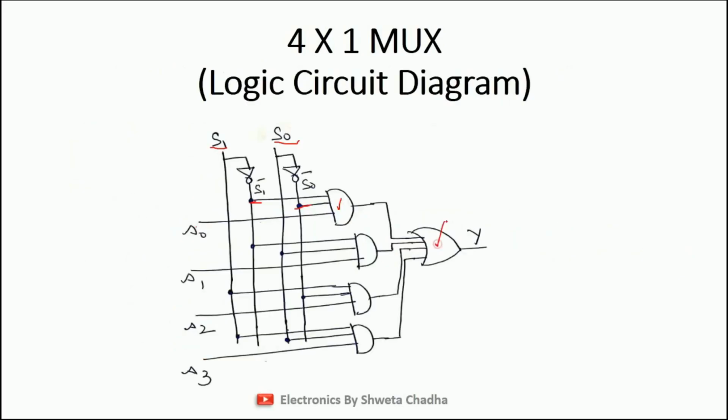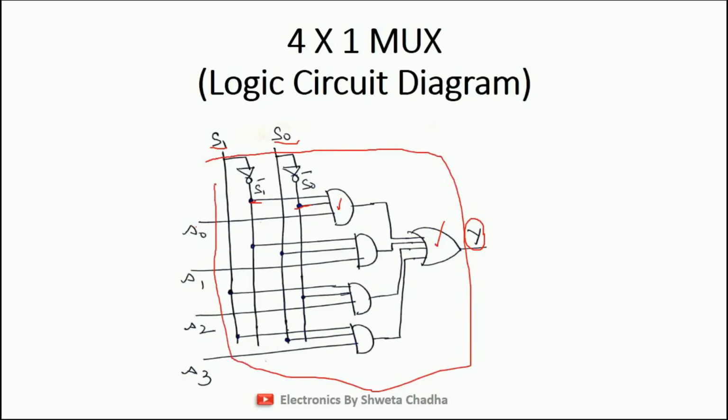Plus means OR gate. So finally, all these 4 outputs will be given as input to the OR gate just to get the final output Y. Let us try to compare this logic circuit diagram once again with the help of block diagram which I have shown to you. 4 input signals, correct. 2 select lines, correct. And 1 output signal, correct. Hence, this is the correct logic circuit diagram with relevance to the block diagram of 4x1 multiplexer.